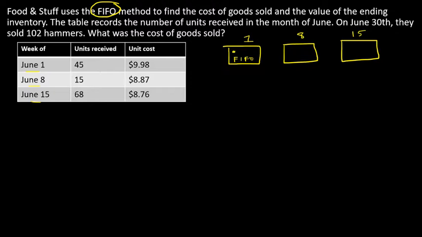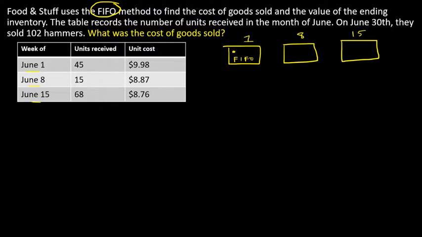Food and Stuff uses the FIFO method to find the cost of goods sold and the value of ending inventory. The table records the number of units received in the month of June. On June 30th, they sold 102 hammers. What was the cost of goods sold? As always, start by identifying your question. With these problems and these tables and different valuation methods, there's a couple different things that they'll ask you about.